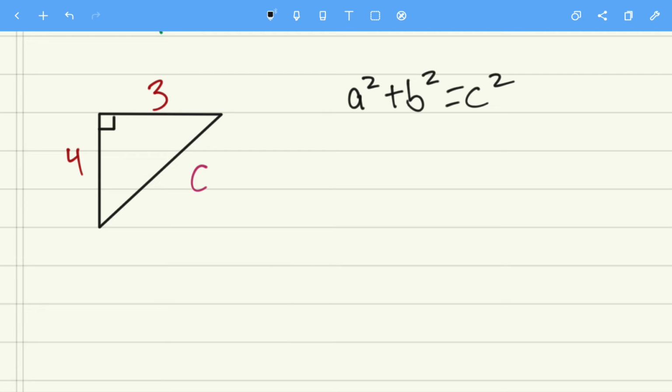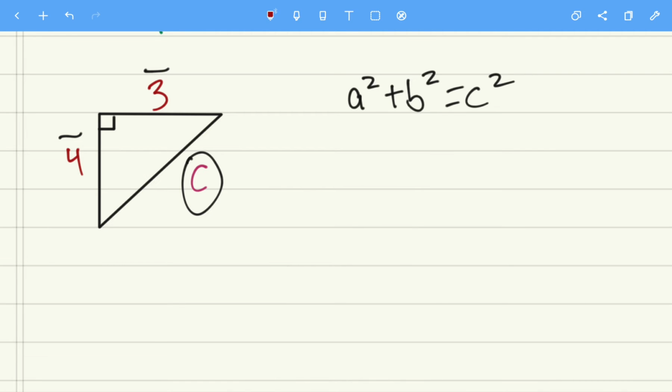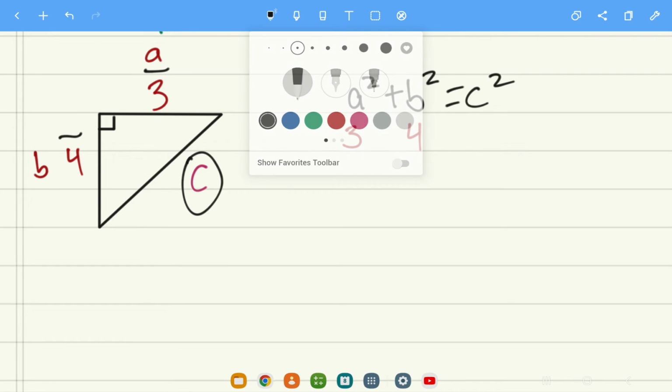Now I have our right triangle with a side length of 3 and 4, and then our hypotenuse is C. So 3 and 4 are our legs. So I'm going to go ahead and plug those in for A and B. Let's do 3 is A and 4 is B. Doesn't really matter which one is which. But let's go ahead and plug those in.